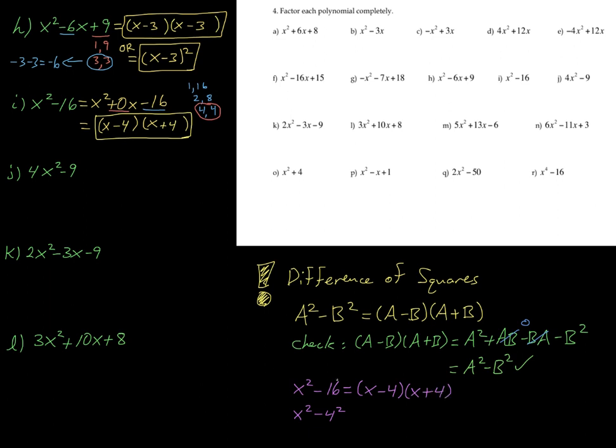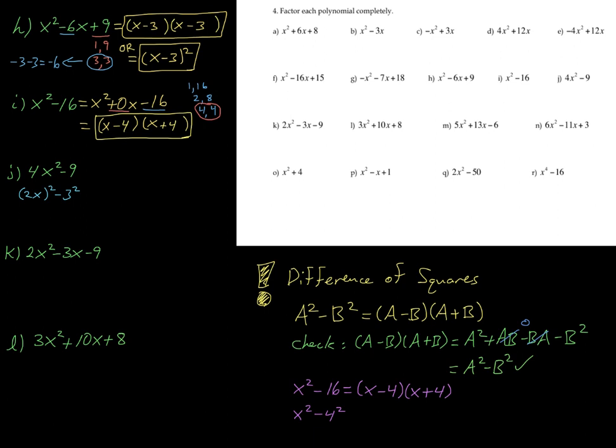Okay, so really useful. We'll be using this from time to time. And let's now look at j with this in mind. 4x squared, well, that is a square. It's 2x quantity squared, minus 9, well, that's 3 squared.